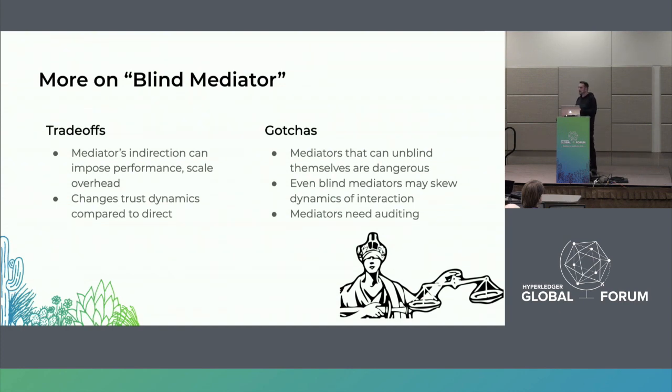Even a blind mediator can skew the dynamics of interaction. For example, you could have a service on the internet that deliberately delays traffic coming from this part of the world versus that part of the world. It may not know much else, but that may skew something about the interaction. And even mediators may need to be audited.